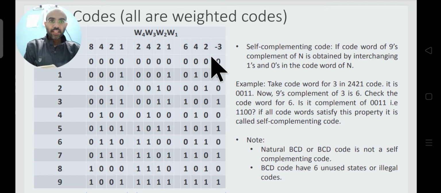So to represent any number in 642 minus 3, we can use the same approach: multiply the place value with the face value.